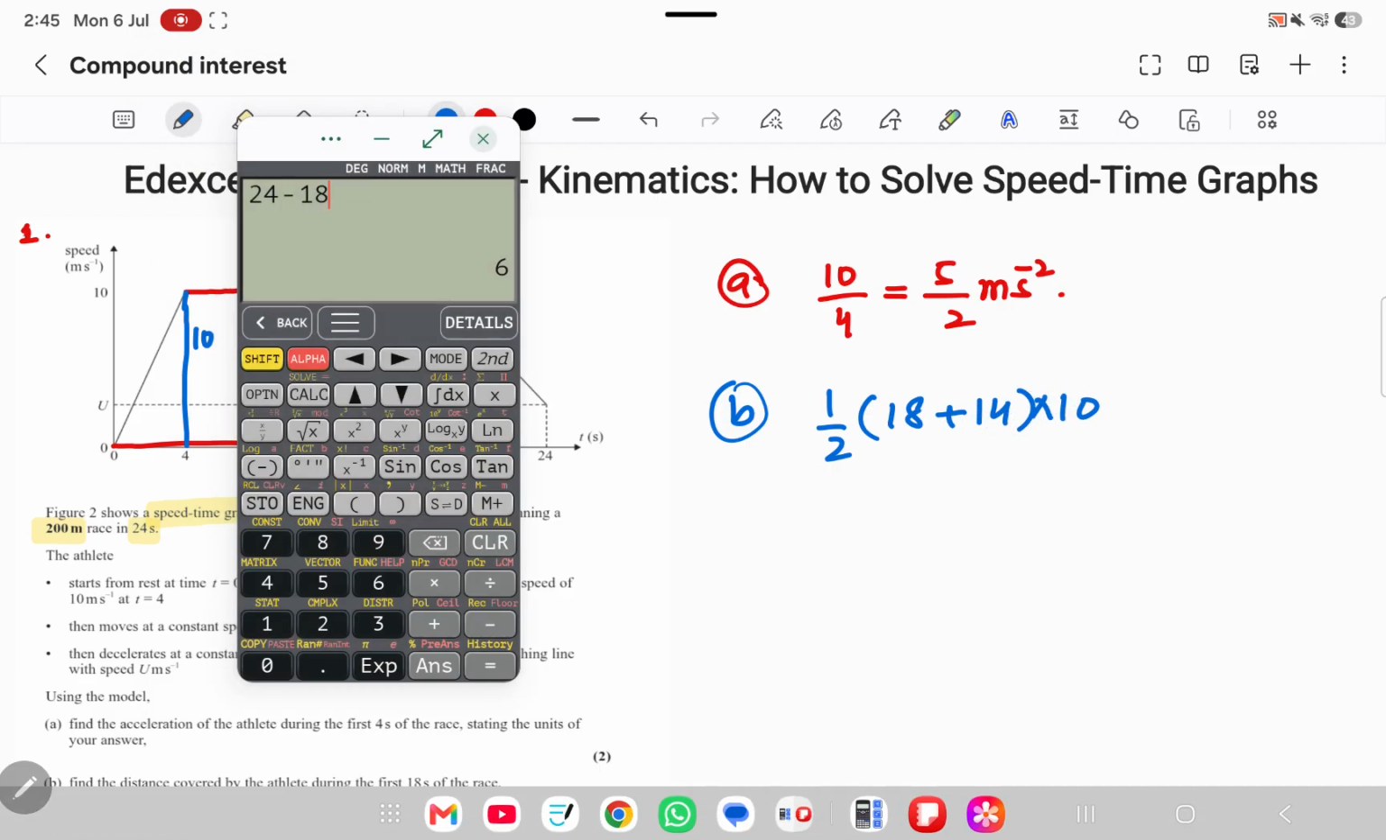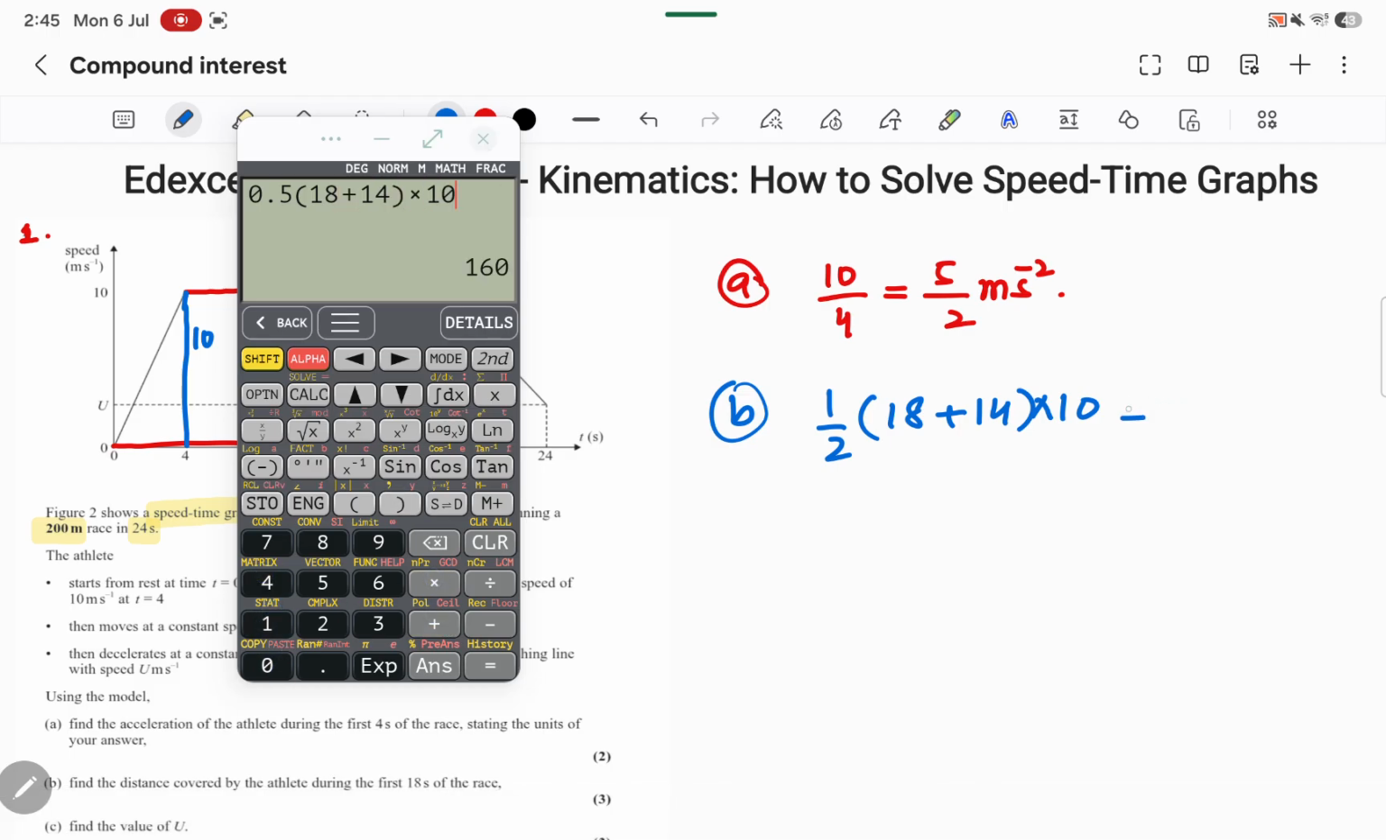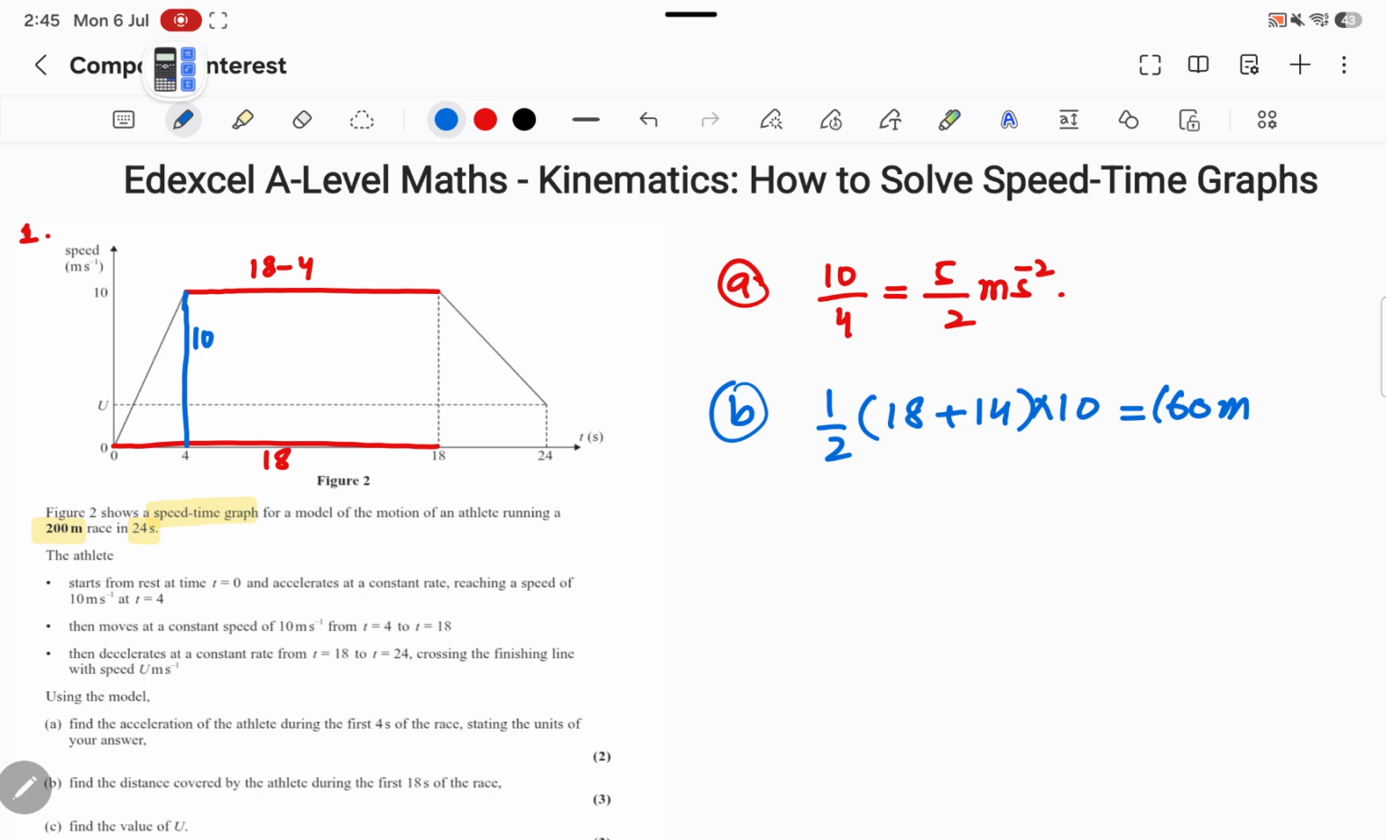If you do this on the calculator, it would be 0.5 times 18 plus 14 times 10. So it is 160 meters, the distance. So the distance covered in the first 18 seconds, up to here, is 160 meters.